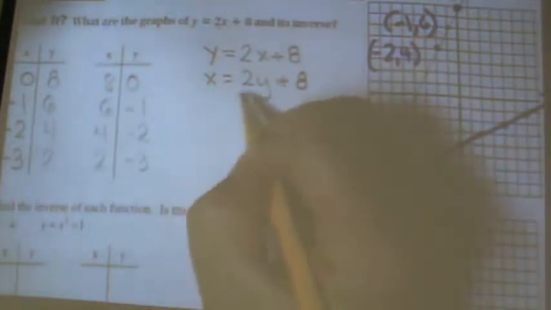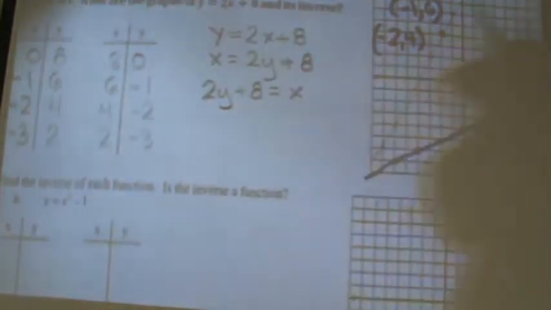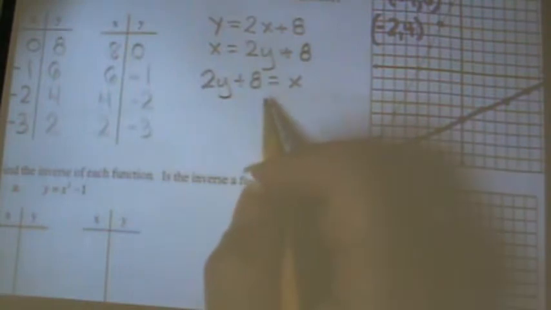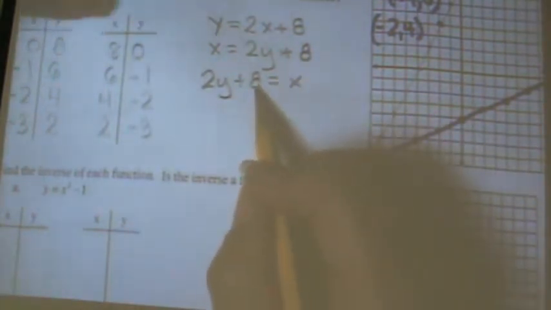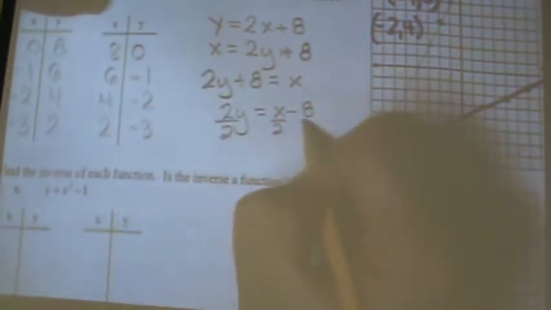Now, some of you like the y value on the left. If you want, you could do this. This might make it easier for you. That's just a suggestion. You don't have to do that, but if it helps you, just switch it around. Now, go ahead. D'Angelo said subtract 8 and then divide by 2. Everything by 2.